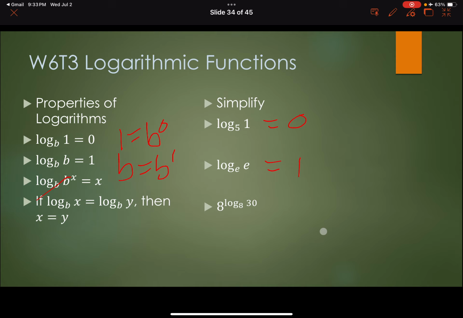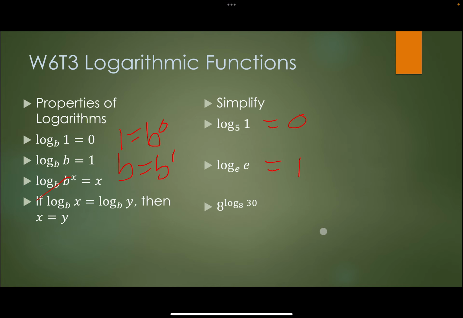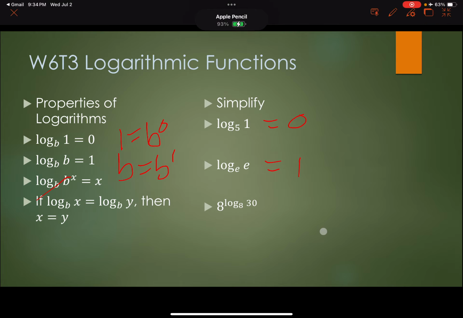All right, so this is one of those situations where logs and exponentials are inverses of each other. Notice that the log here is in the exponent. When it's in the exponent and the base are the same, so we have 8 and 8, those are the same bases. When we have that situation, we can just cancel these two out, and this is left with 30. That would be our final answer for that problem.